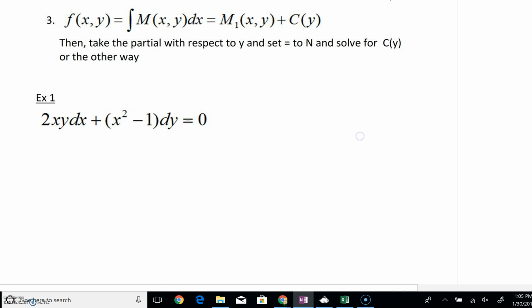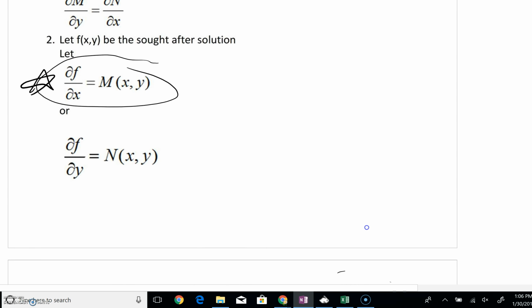Let's see this in action. I think this is going to seem very reminiscent of things that we did in multi first semester. So what is screaming out at us is we can take a look at our M and our N right here, and we can say, well, this sure looks like it very well might be exact. That's the basic format that an exact differential equation will have. But we should go ahead and check for exactness.